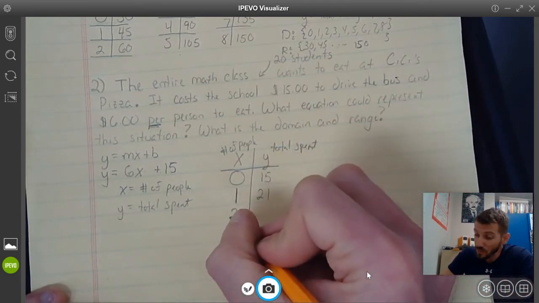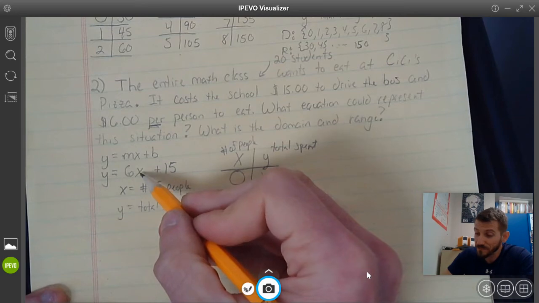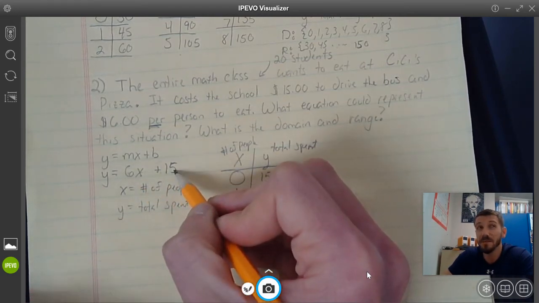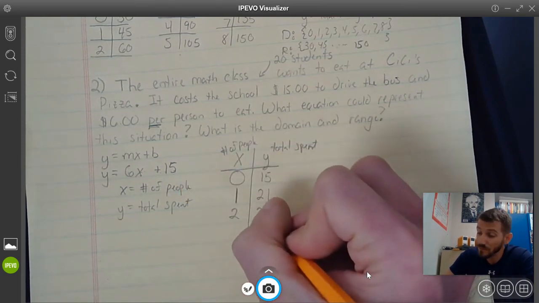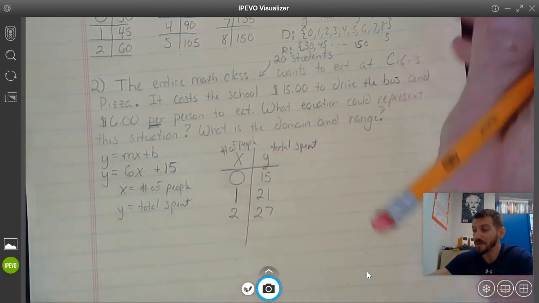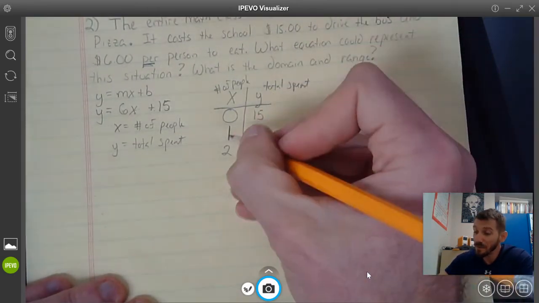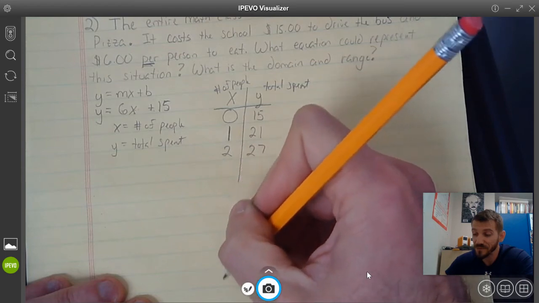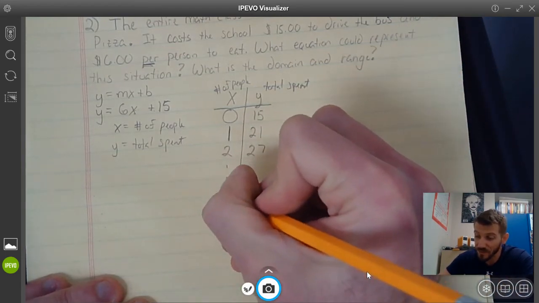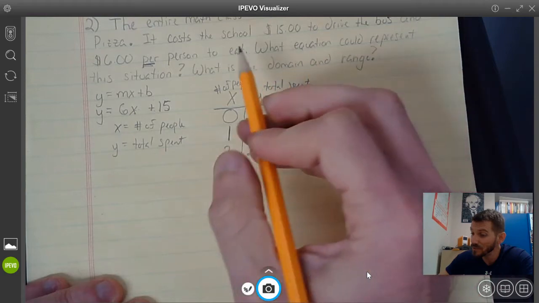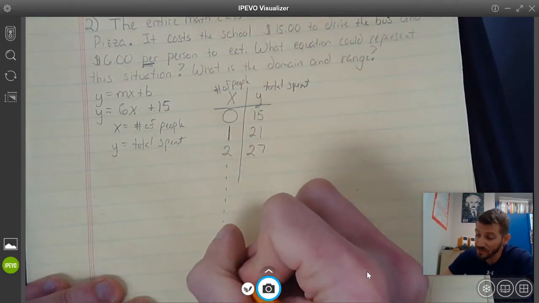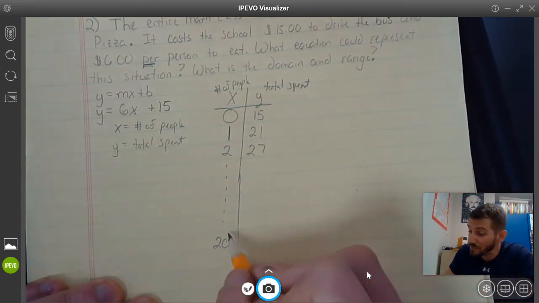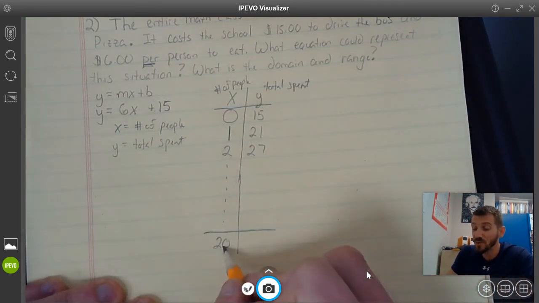Okay, if 2 people were on the bus, it would cost what? 6 times 2 is 12. 12 plus 15 is 27. And you see this pattern, correct? So how many people can we put? We can plug in 3 and 4 and 5 and 6 and 7 all the way down. We can keep plugging this in all the way to, we said the total class is 20 students. We're not going to do that for sake of time. I think y'all can figure this out. So you would go all the way down to 20 students.